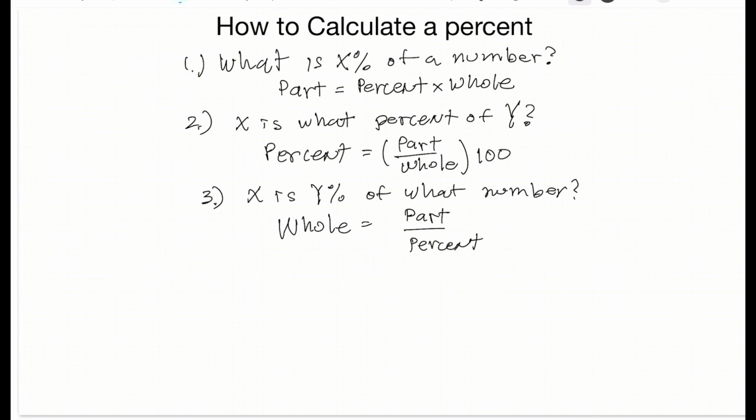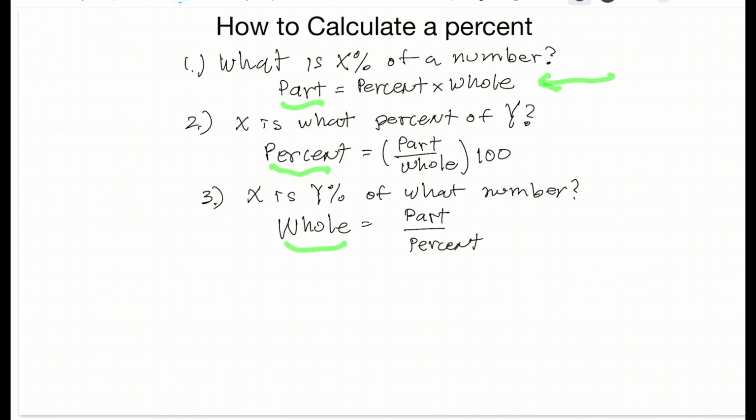How to calculate a percent. What is X percent of a number? So really we've got to figure out, there are three different basic types of this equation. We calculate the part, the percent, or the whole. And it has to do with this basic equation right here. That's the equation we're going to be using in some fashion or other. We're just going to change it around depending on what variable we want to solve for.